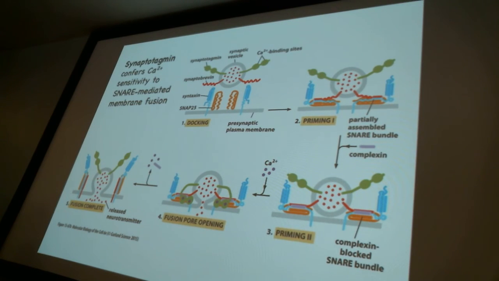So this is the concept of how you do regulated secretion: you have molecules that are very close to the fusion machinery that can tell, well, the calcium is up, so I should stimulate this process. So it's what we call calcium-regulated exocytosis.